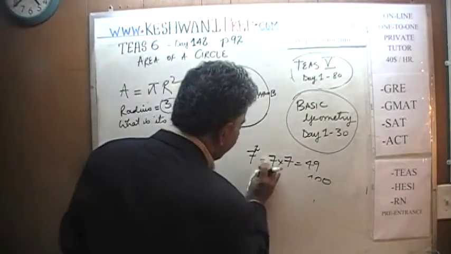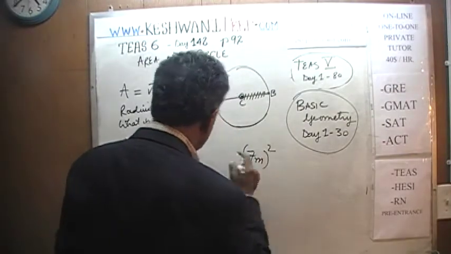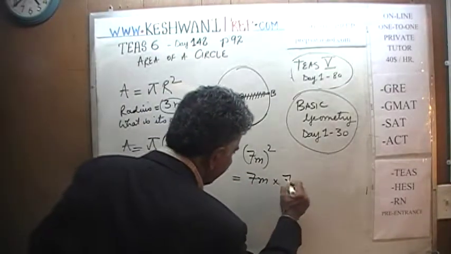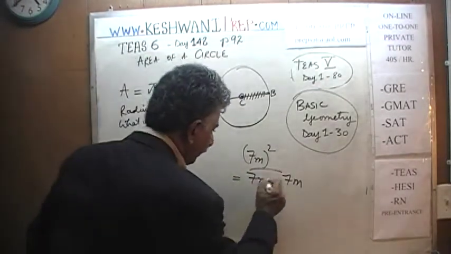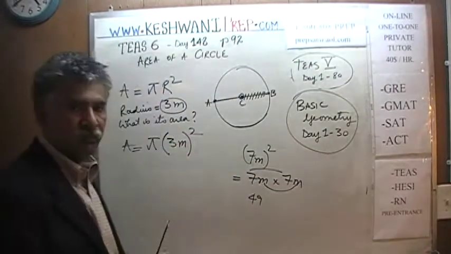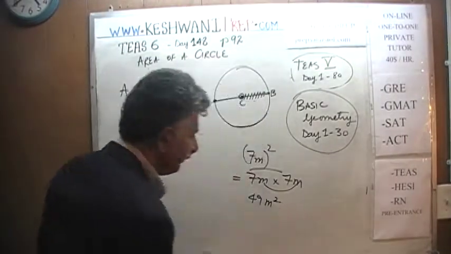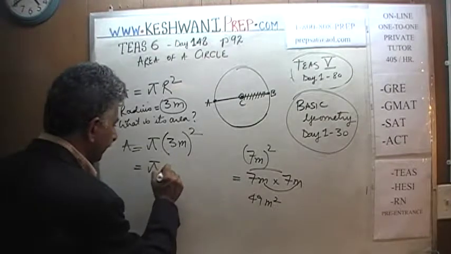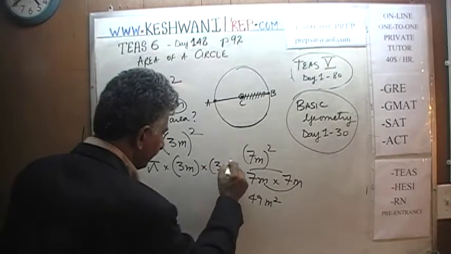But instead of 7 squared, watch what happens. If we had 7 meters squared, which is what we have here, then this would boil down to 7 meters times 7 meters, just like 7 times 7. But 7 times 7 we know is 49, just like we just did here. But then we have to do meters times meters. We mustn't forget the units. Meters times meters is meters squared. So here we have pi times 3 meters times 3 meters.